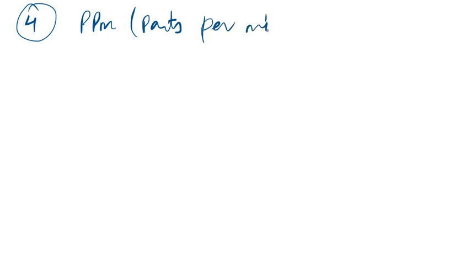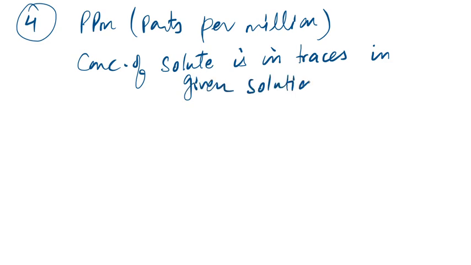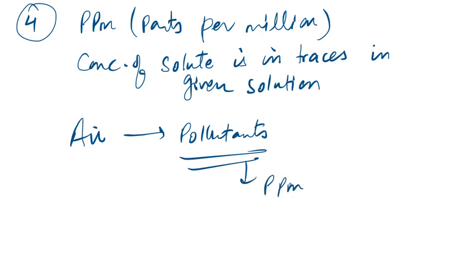Now moving on to fourth concentration term, that is ppm, parts per million. Now this concentration term is used when we know that the concentration of solute is very less. When concentration of solute is in traces or very low in given solution, then you use ppm. Like in air में जो pollutants होते हैं ना, pollutants in air, they are measured in terms of ppm. ठीक है, pollutants को report किया जाता है air में, that is the harmful particles present in the air which causes pollution, they are reported in terms of ppm because their concentration is very low.